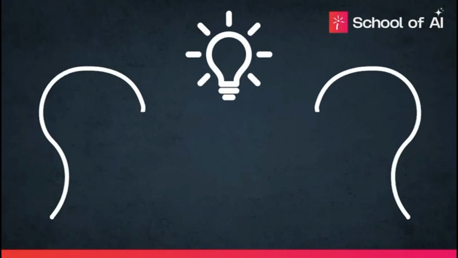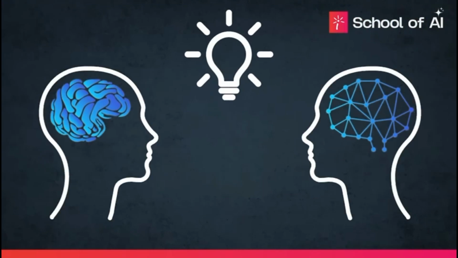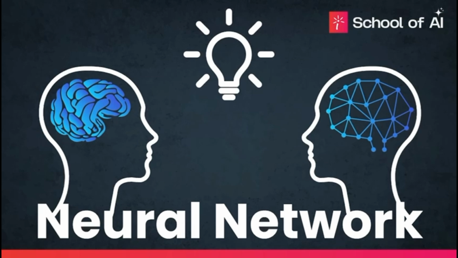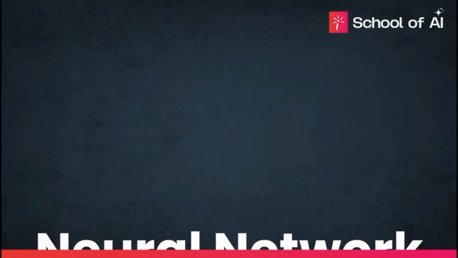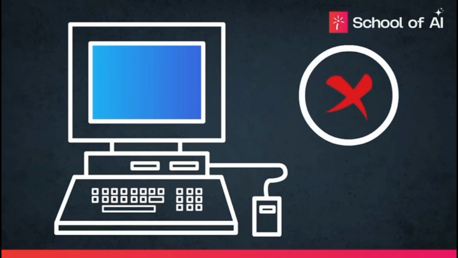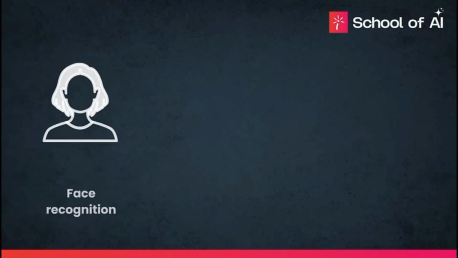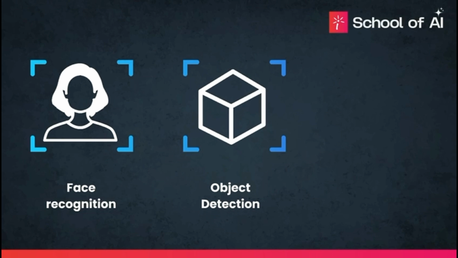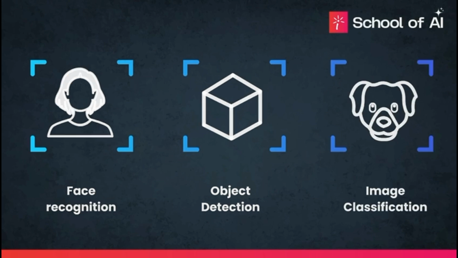Imagine a computer that can think like us. Well, almost. That's what neural networks are designed to do, mimic the way humans process information. We use them to tackle challenges that regular computer programs struggle with, like facial recognition, identifying objects, and classifying images.